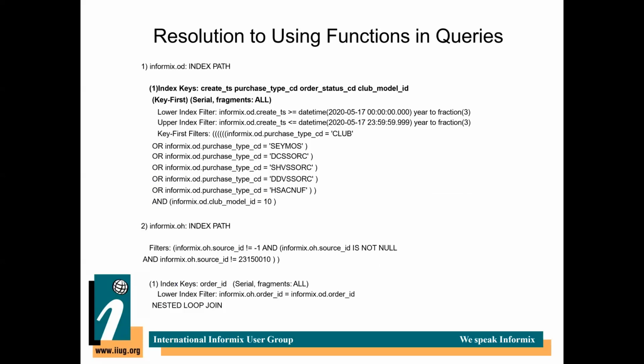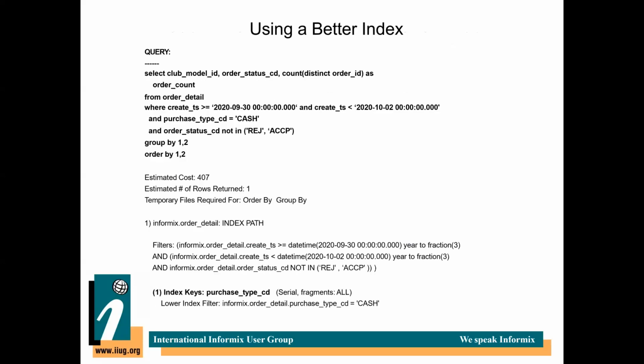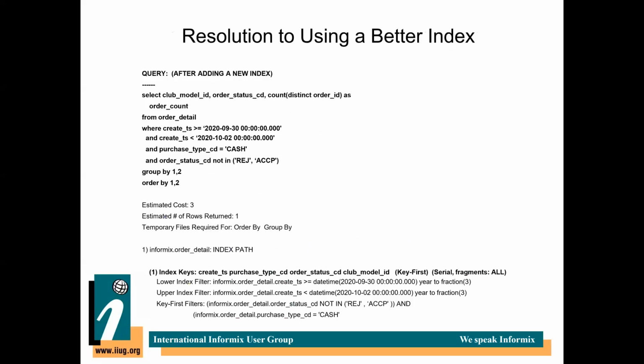And here's part of the index path that it shows from the previous query. And then here's the use of a better index. Again, it wasn't using the best index that it could use. By adding a new index, now it was running a lot quicker.